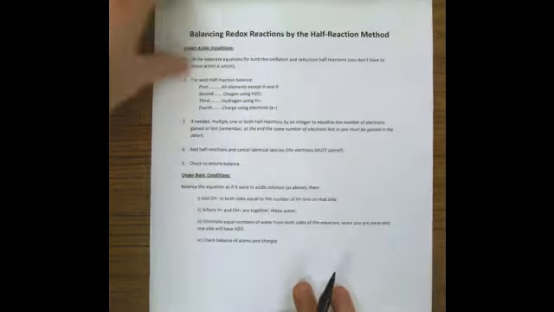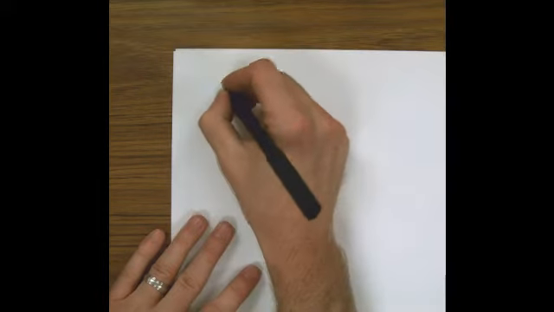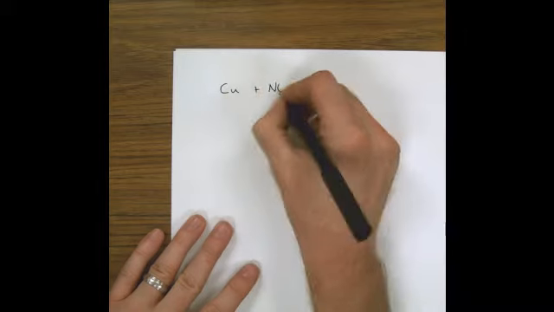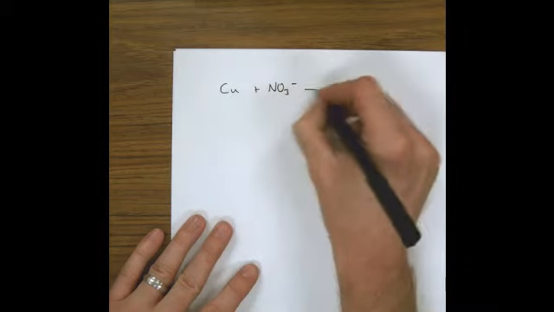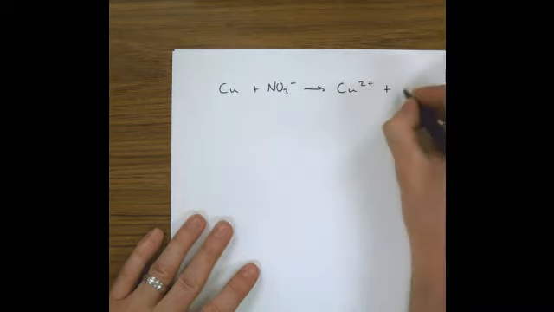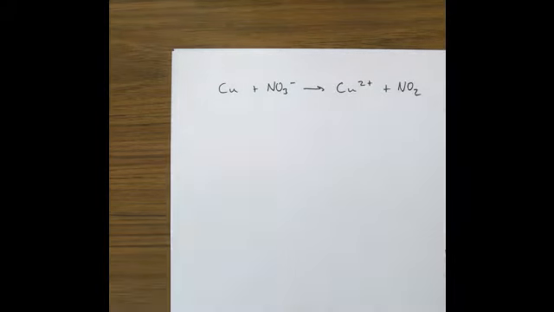I'm going to be doing two examples for you. I'm going to start off with the first one that is actually going to be simple. So let's start off with one of the examples given in the book, which is Cu plus NO3 minus produces Cu2 plus and NO2. All right, now let's refer to the handout.